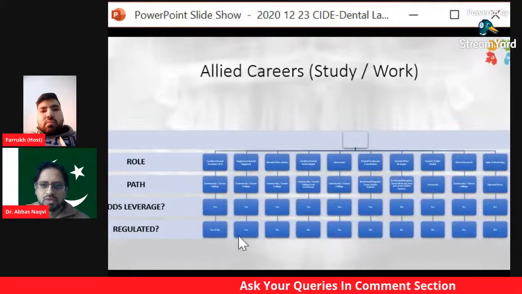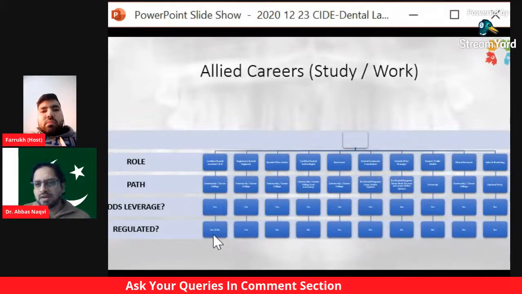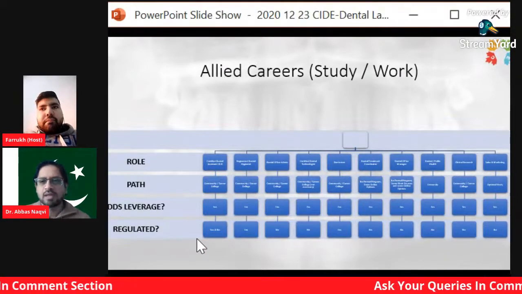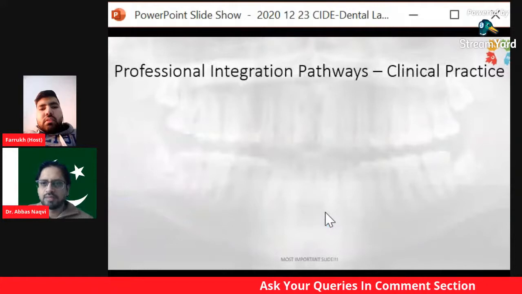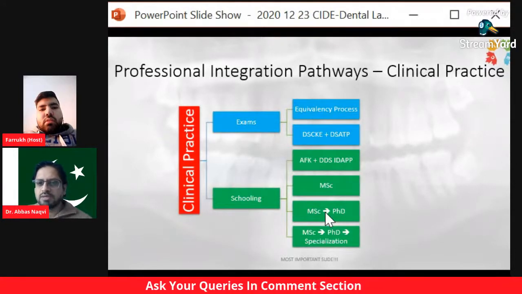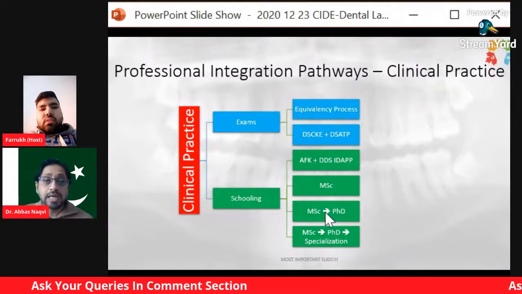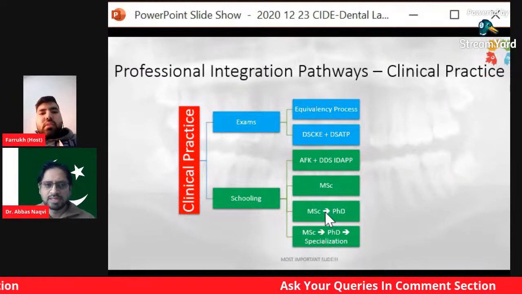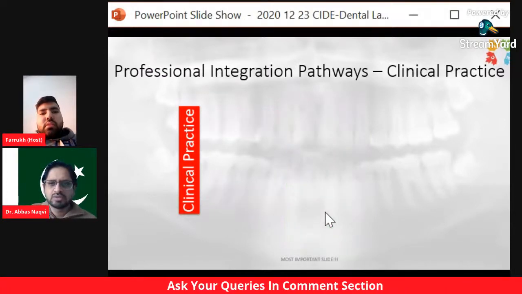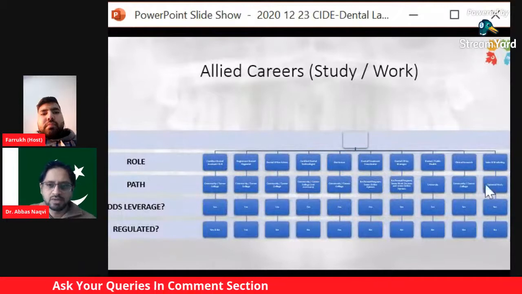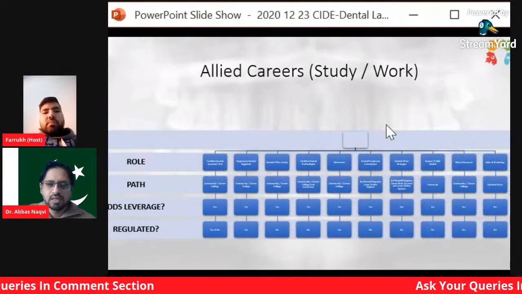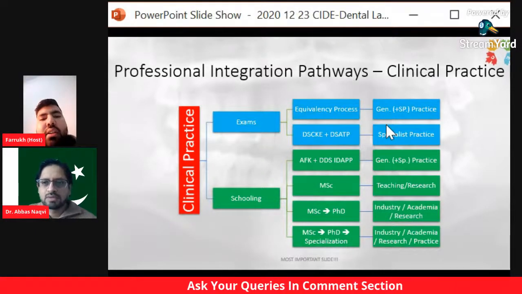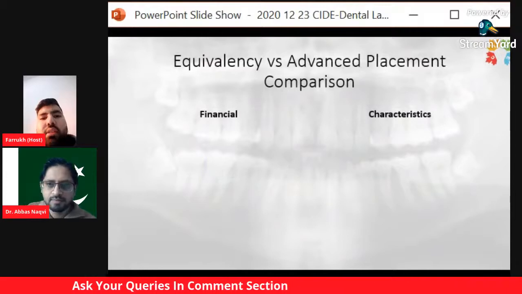Regulated means there are some regulatory requirements that you need to meet, and unregulated means there is no mandatory requirement. So this is a comparison of the two clinical pathways. Remember, I told you about pathways: one is clinical, one is non-clinical. This is the non-dentistry path, a non-clinical chart, and this is the clinical chart.